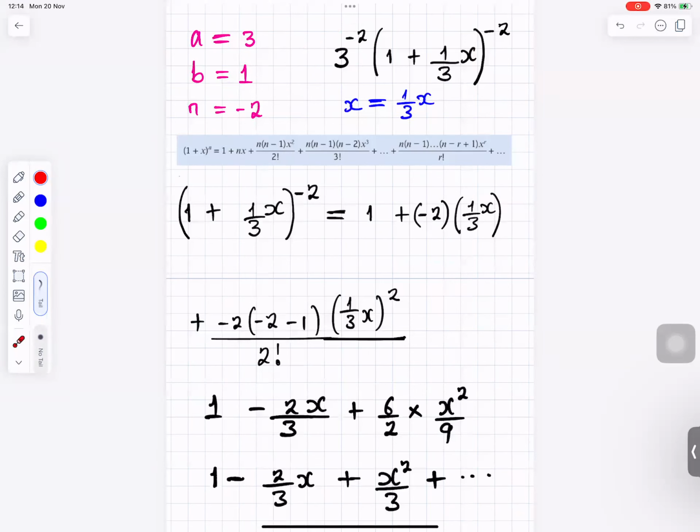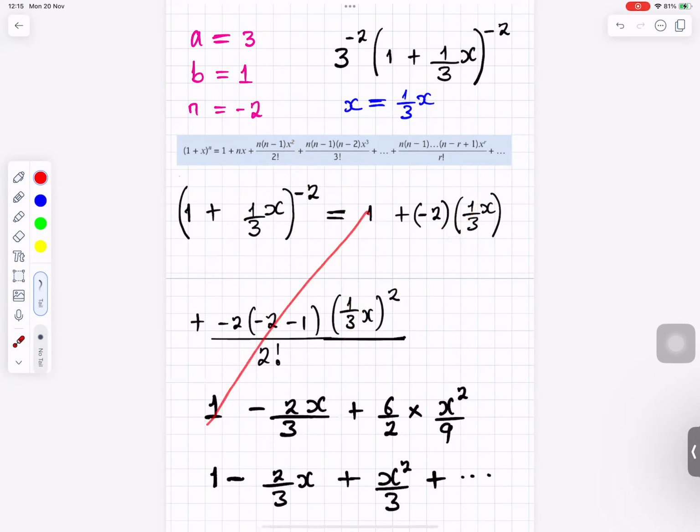So with the formula, we'll put 1 first. We'll put N is minus 2. Our X is not just X, it's 1 over 3X. Our X there is 1 over 3X. We come to the next term, we put the plus, put the minus 2 for our N, the minus 1, divided by 2 factorial, and the X is 1 over 3X, and then we square it. So that gives us 1, 2, 3 terms. So we stop there. Now we simplify.